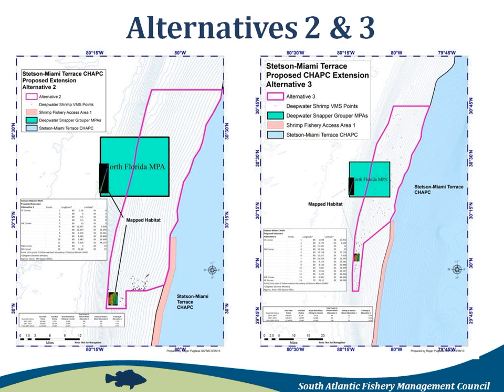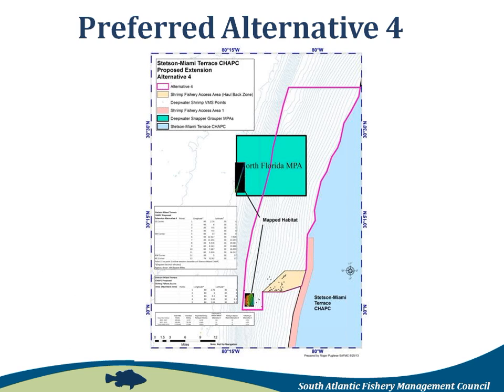So Alternative 2 on the left shows you the area of mapped habitat in the southeastern corner, and Alternative 3 is depicted on your right. Preferred Alternative 4 is listed here, and you can see the shaded area in the corner is the shrimp fishery access area.